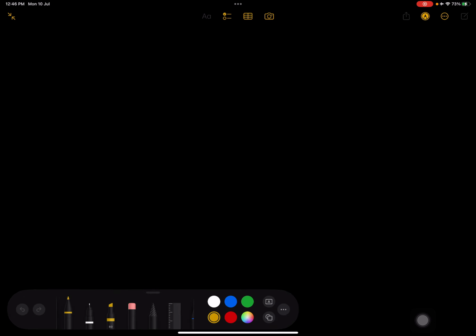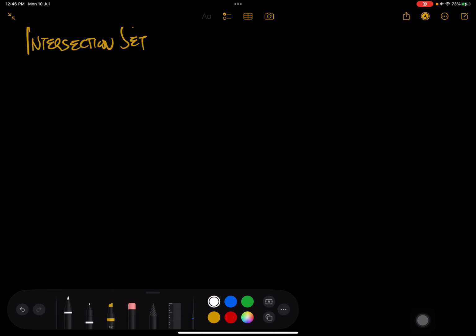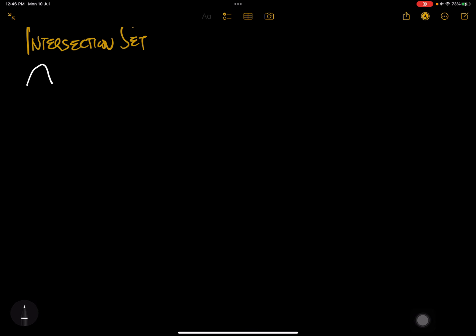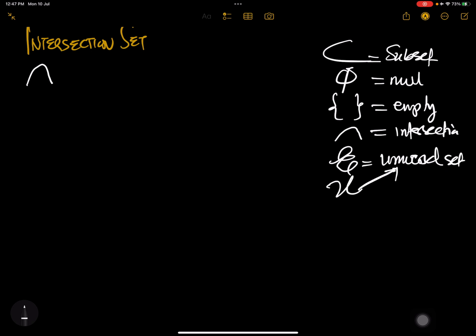Now the next type of set we are going to be looking at is what we call the intersection. Intersection of sets. It is usually denoted by this symbol. This is an intersection. Remember, we said that this is the subset. Don't forget that. We said this is null, this is empty. And we're saying this is intersection. And then we're also saying that that is the universal set, which is also the same as something like that. So that's intersection.